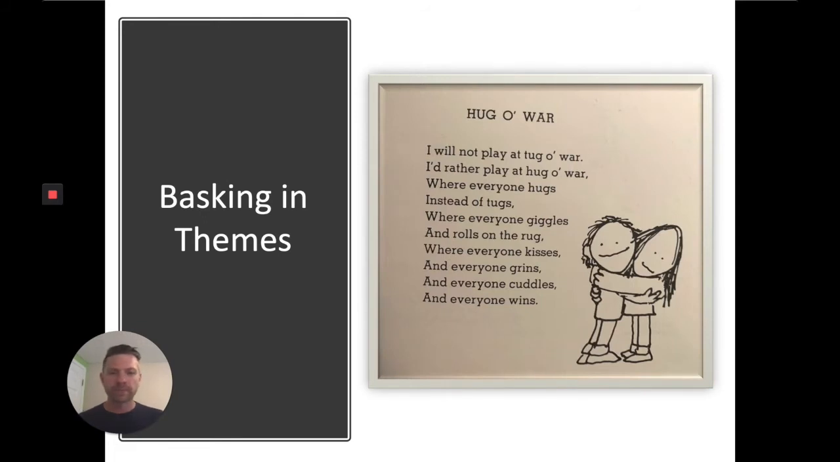Hug-o-war. I will not play at tug-o-war. I'd rather play at hug-o-war, where everyone hugs instead of tugs, where everyone giggles and rolls on the rug, where everyone kisses and everyone grins, and everyone cuddles and everyone wins.